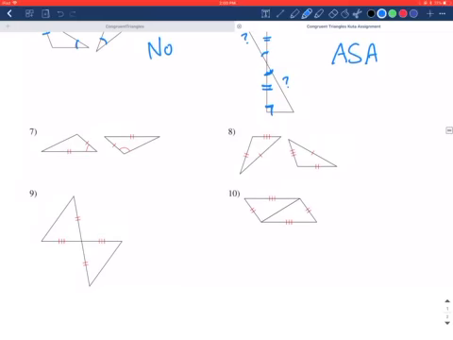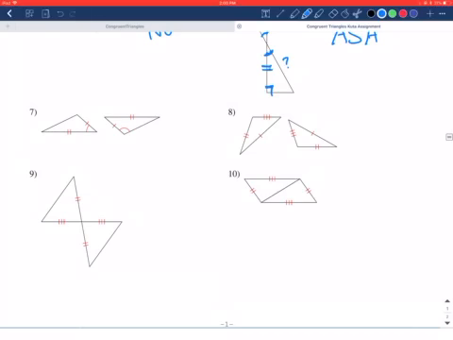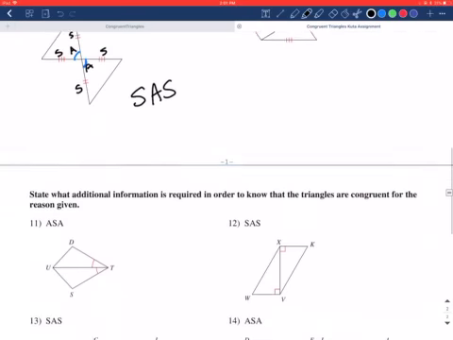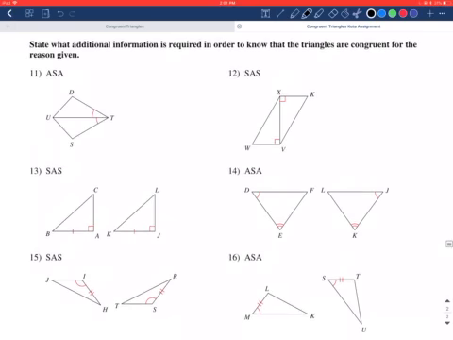All right, let's see. For number 9, you see that we do have vertical angles here, so we know that they are congruent. And now we have side, angle, side on both of these, right? So that will be SAS. I'll let you finish the others. The backside, people get really confused with this, so I definitely want to make sure that I cover it.